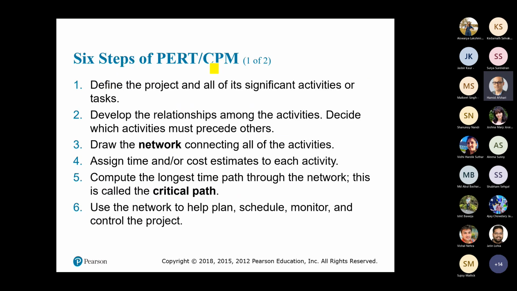Six steps of PERT CPM. Number one, define the project and all of its significant activities or tasks. So this is something that we already discussed. We have to define the project and all of its significant activities or tasks. So it kind of breaks down the project into smaller pieces. So what do we call the activity of cutting the project into smaller pieces?